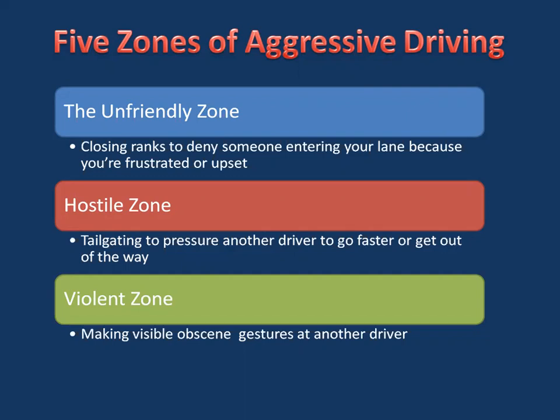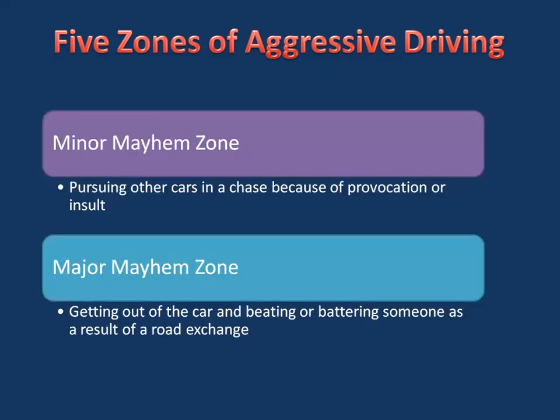The third one is violent zone: making visible obscene gestures at another driver. The fourth one is minor mayhem zone: pursuing other cars in a chase because of provocation or insult. And the last and fifth one is major mayhem zone: getting out of the car and beating or battering someone as a result of a road exchange.